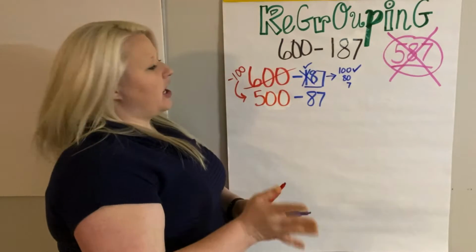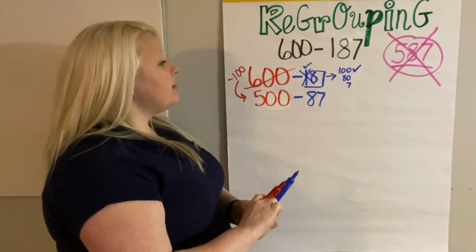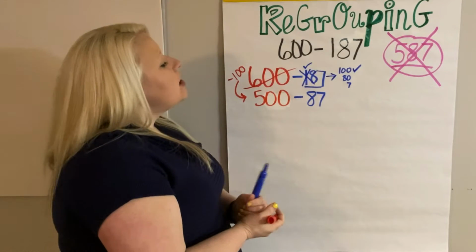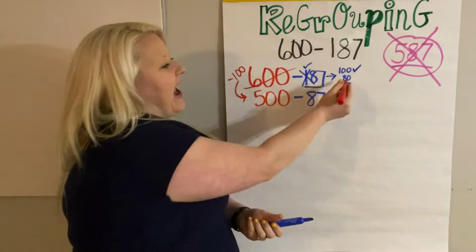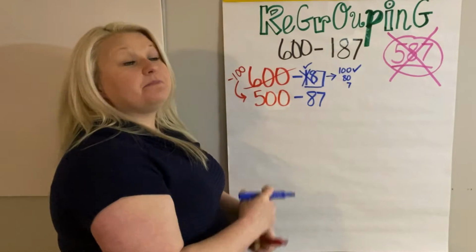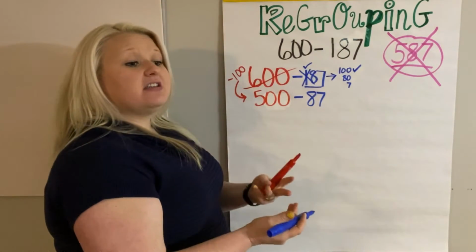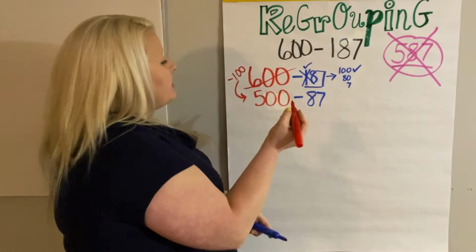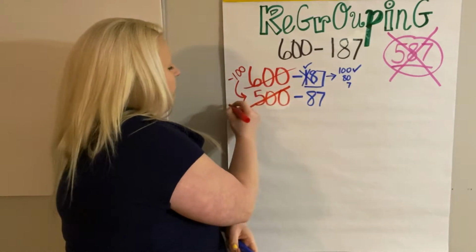We've taken away the 100. And now remember, red is what we have. We have 500. So now I need to take away 80. I don't have any 10s. So Miss Porter, how am I going to do that? Well, you're going to have to take away from part of a 100. I'm going to take 100 away.